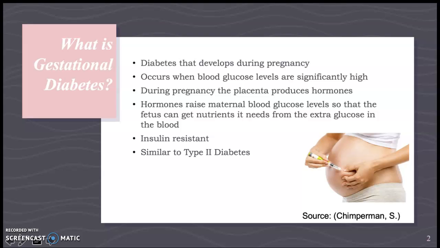So during pregnancy, the pancreas has to work harder and puts out more insulin than it produced prior to pregnancy. If the pancreas cannot keep up with the glucose-lowering insulin, then the blood glucose levels can rise, and that's how women develop gestational diabetes. And they are insulin resistant, and it is similar to type 2 diabetes.